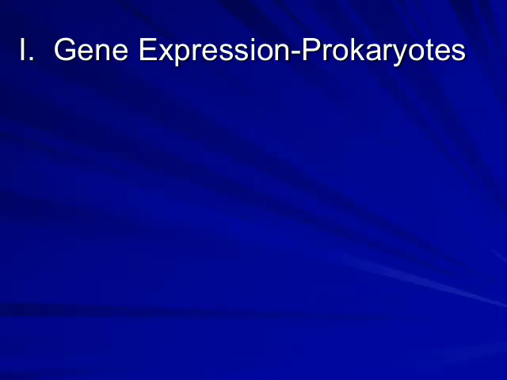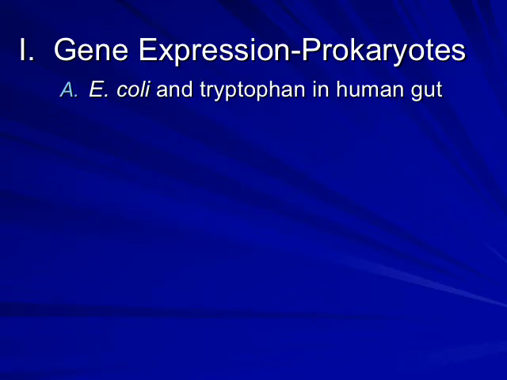So let's first talk about gene expression in prokaryotes. It differs a little bit whether the DNA is in a prokaryote or a eukaryote. And so the first biggest example we're going to talk about regarding the prokaryotes is E. coli and tryptophan in the human gut. Now let's talk a little bit about that. We haven't talked about genus and species, but E. coli is short for Escherichia coli, and this is the bacteria that lives in your gut. It is responsible for helping your gut out. It's one of many species of bacteria in your gut, but it's a fairly common species.